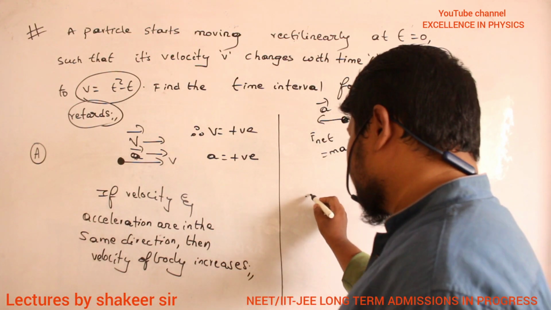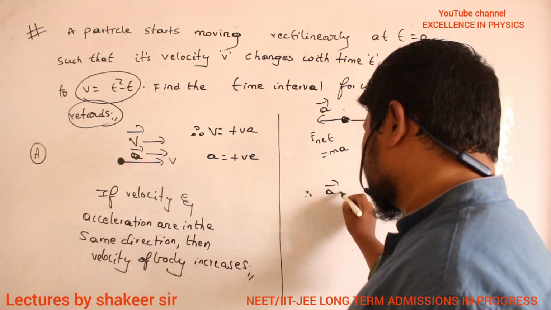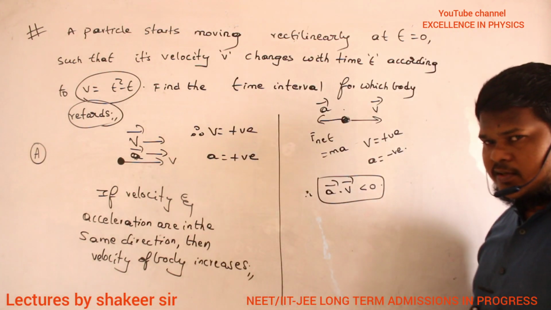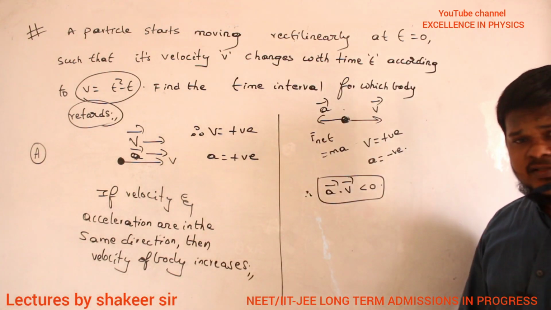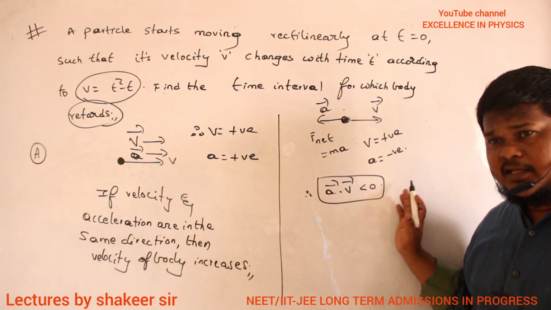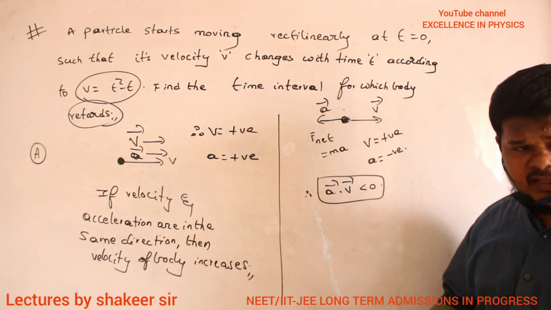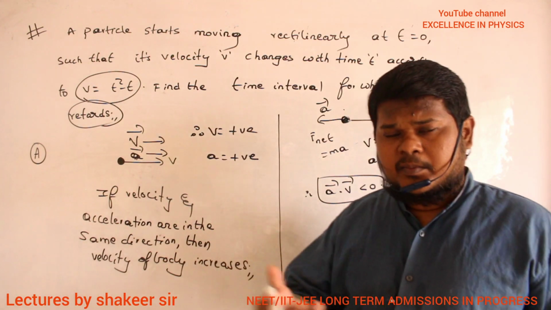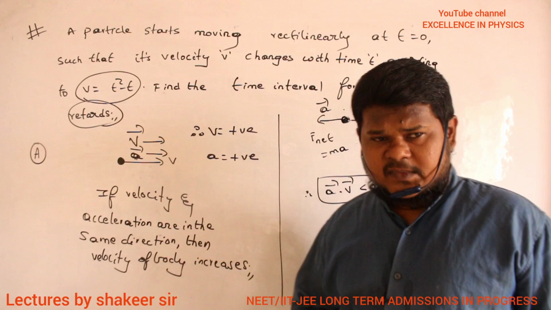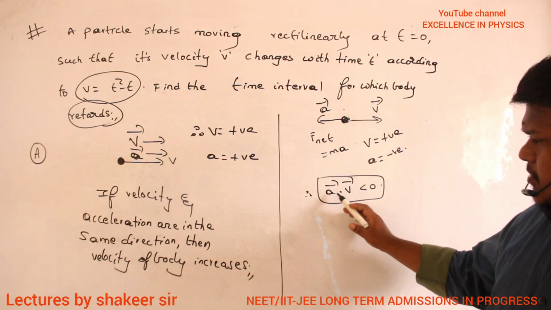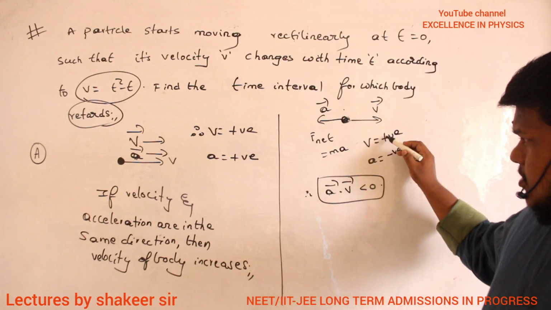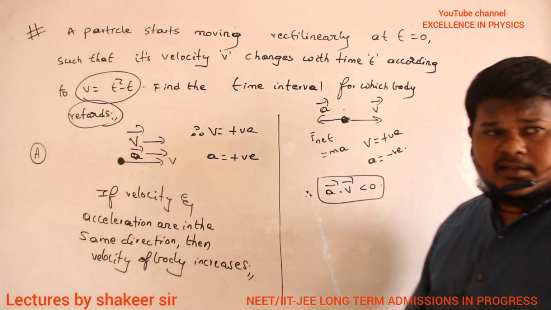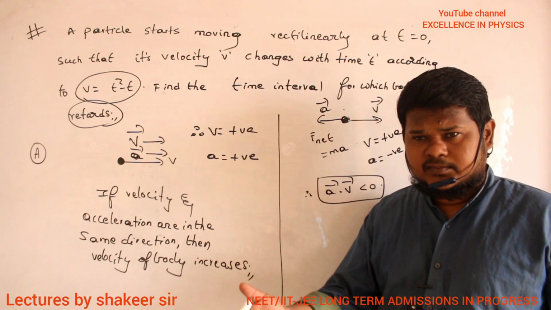So therefore, I can write a dot v should be less than 0. If I take the dot product of these two, it should be less than 0. Why? The dot product gives only a magnitude, a scalar. So if I multiply acceleration and velocity, one is positive and the other is negative, their product should be negative. It means it should be less than 0. Negative means less than 0 only.